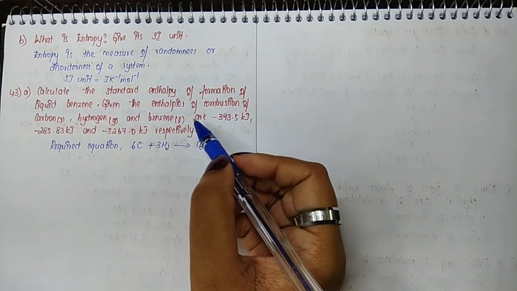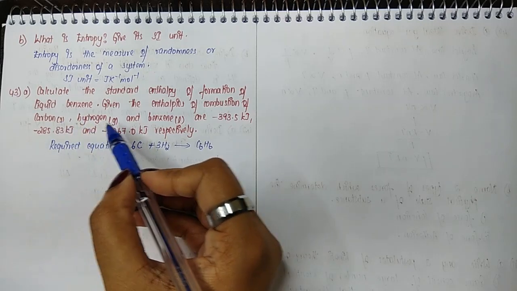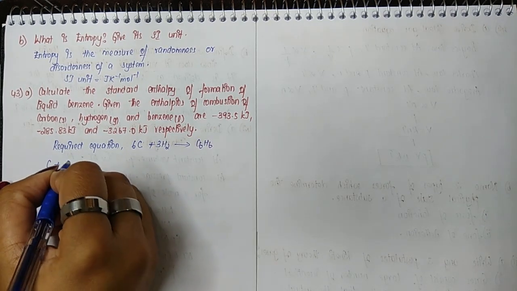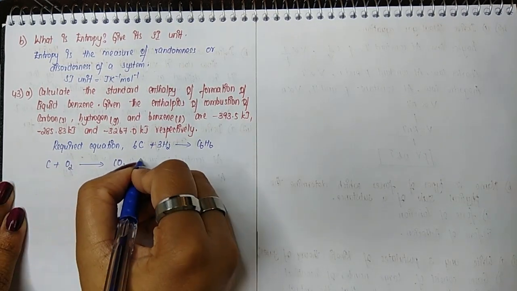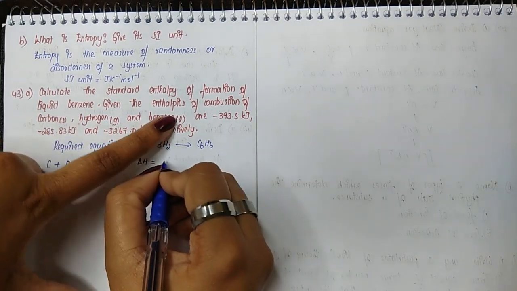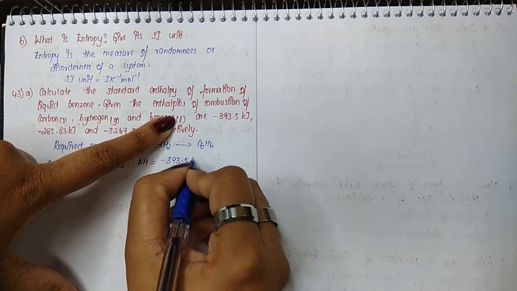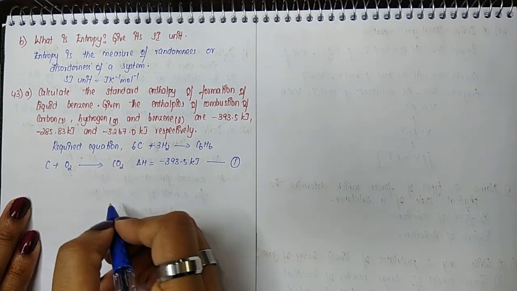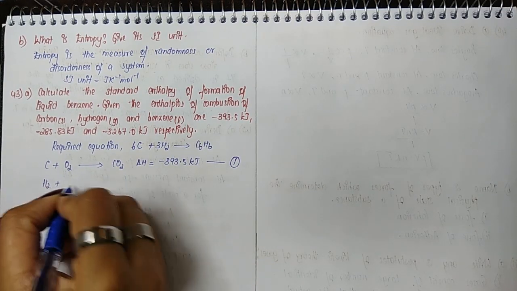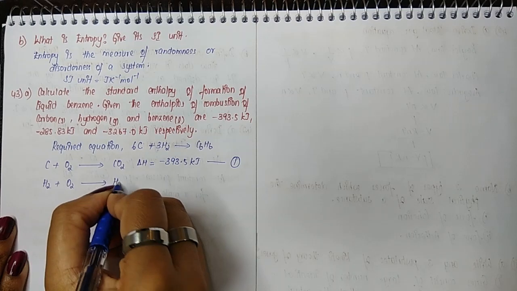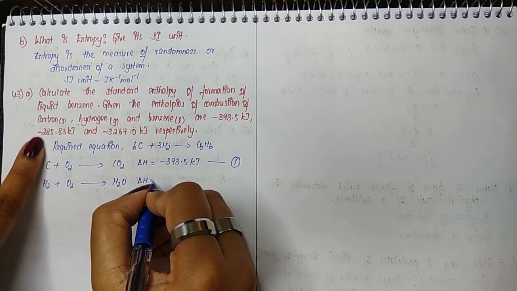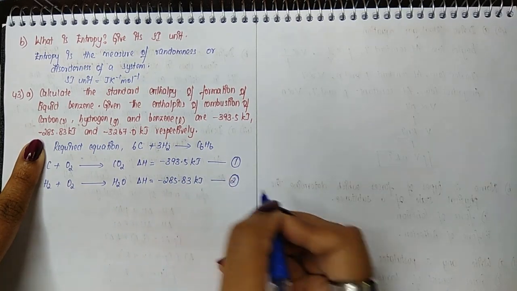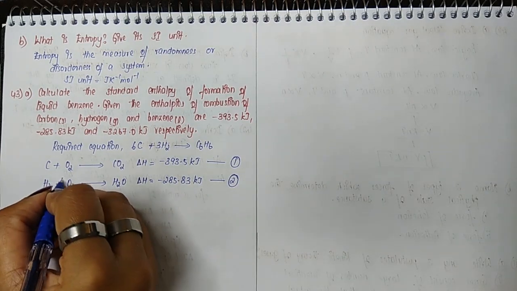Now what else is given to us in the question is the enthalpy of combustion of carbon, hydrogen and benzene. So let's write down those equations. Combustion of carbon will give carbon dioxide whose delta H value is minus 393.5 kilojoule, and let's number this as 1. It's already a balanced equation. Now the second one is for hydrogen giving H2O, its delta H value is minus 285.83 kilojoule, and number this equation as 2. This equation is not balanced, so let's put half over here.